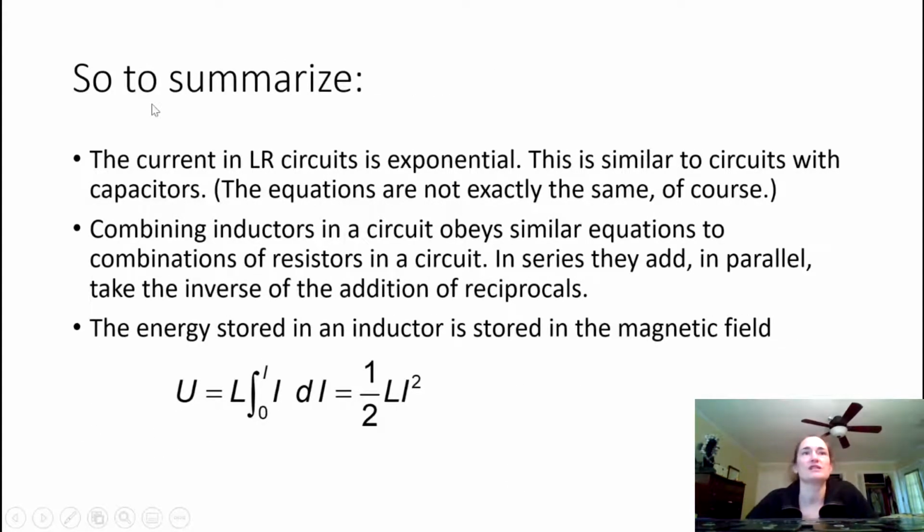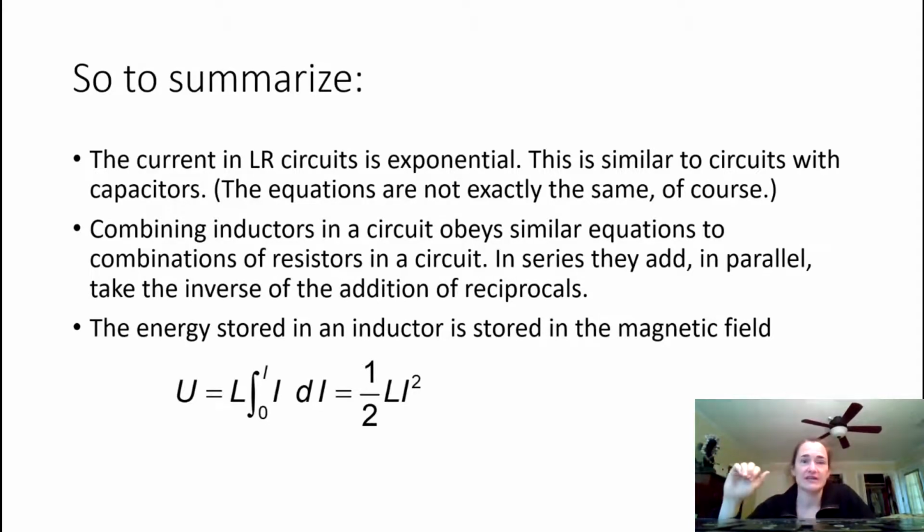Okay, so summarizing, you've got current in LR circuits that's exponential, similar to capacitors. If you combine inductors in a circuit, then it obeys similar equations to those of combining resistors. So if you have series inductors, they add up to find the equivalent inductance. And parallel resistors, you take the inverse, add the inverse, and then take the inverse again. So it's the inverse of the addition of the reciprocals, putting that in English.